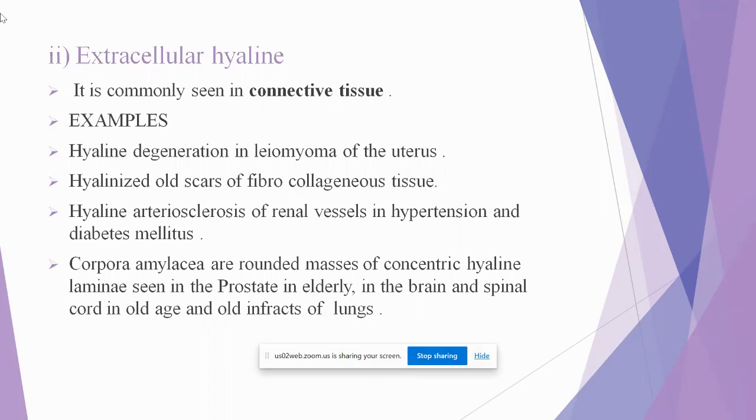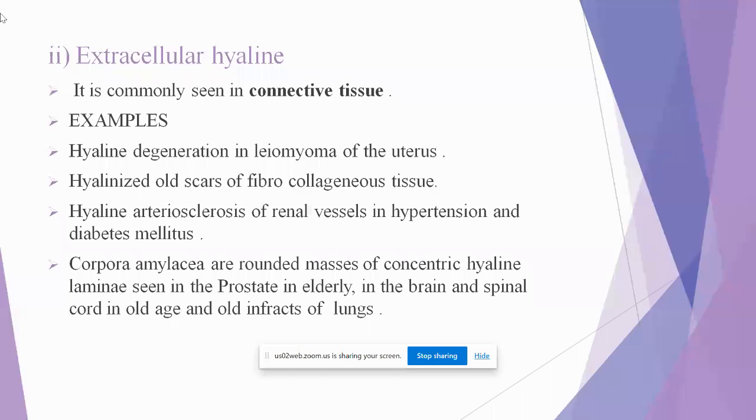Next is extracellular hyaline, commonly seen in connective tissue. Examples are hyaline degeneration in leiomyoma of the uterus, hyalinized old scars of fibrocollagenous tissue, and hyaline arteriosclerosis of renal vessels in hypertension and diabetes mellitus.